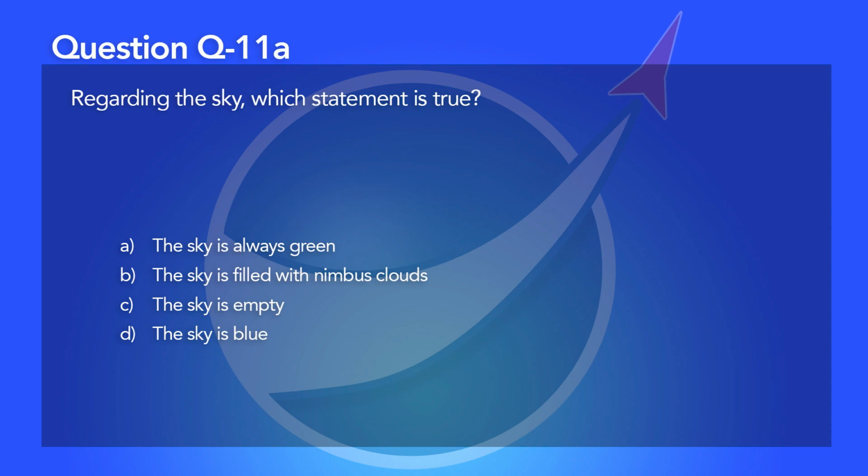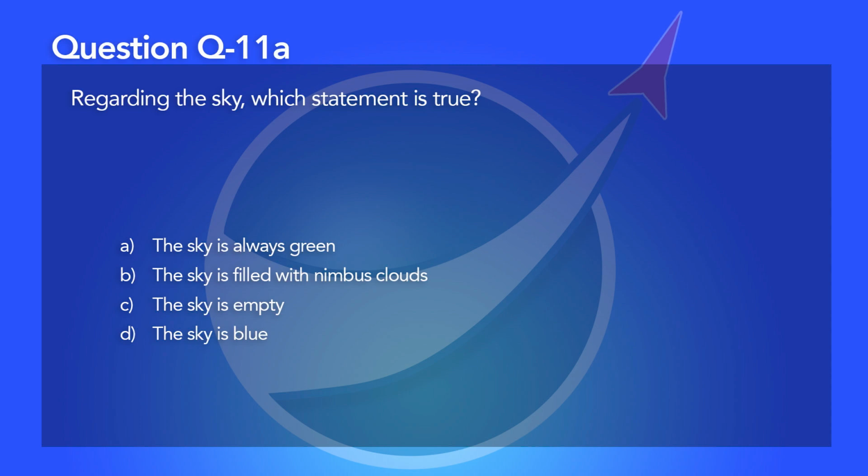So the first question reads, regarding the sky, which statement is true? Choice A, the sky is always green. Choice B, the sky is filled with nimbus clouds. Choice C, the sky is empty. Choice D, the sky is blue. So if you're a novice, you're going to grab the answer, most likely, and just move on to the next question. But we're applying the technique.